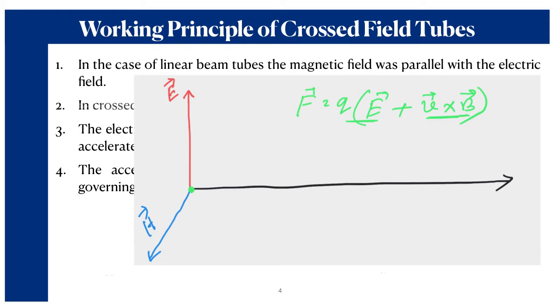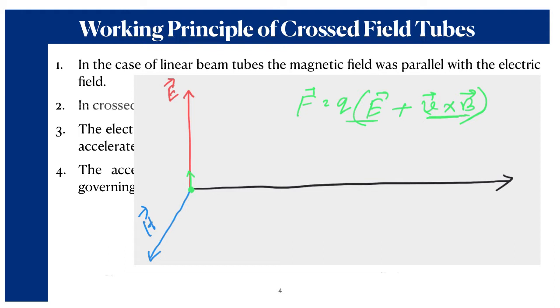Now since the particle is at rest initially at the origin, the velocity is 0, so the magnetic field does no work on the particle. It is only the electric field that applies the force on this particle, and due to this force the particle gets accelerated along the vertical direction. As the particle is accelerated along the vertical direction, a non-zero velocity appears in the Lorentz force equation. So right now the velocity is not equal to 0, because due to the application of the electric field the particle gets accelerated along the vertical direction.